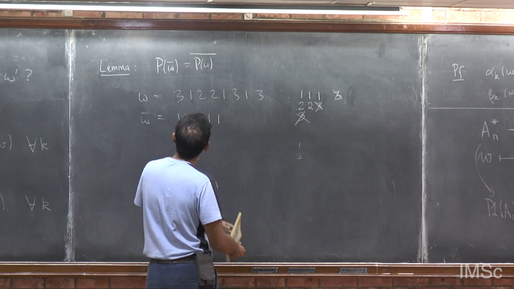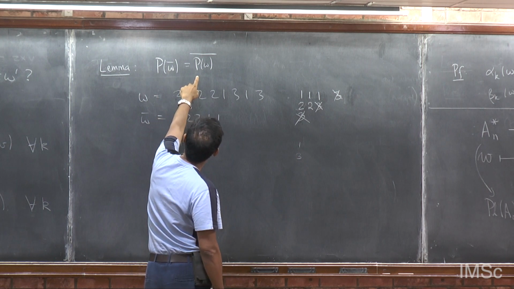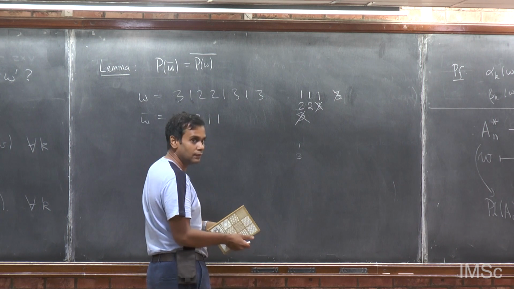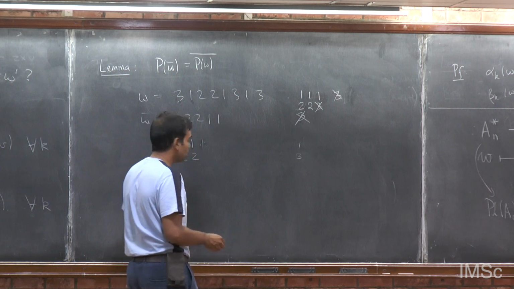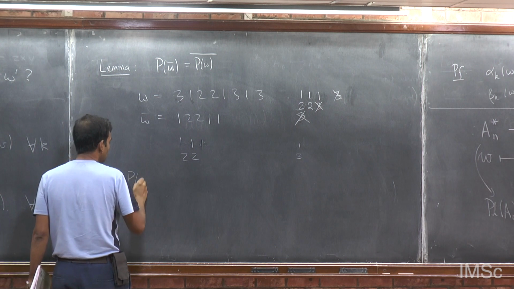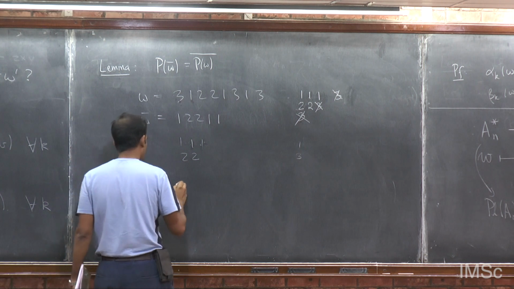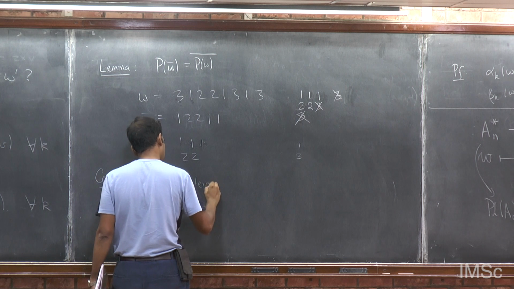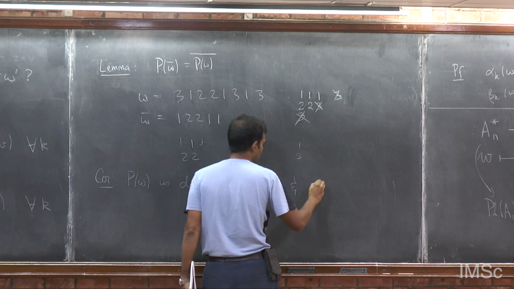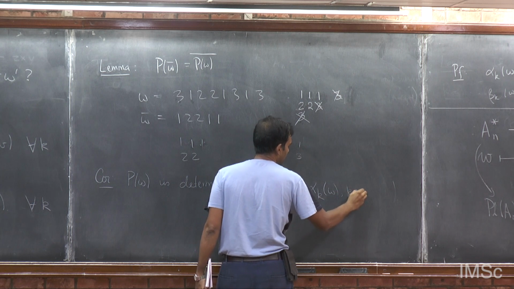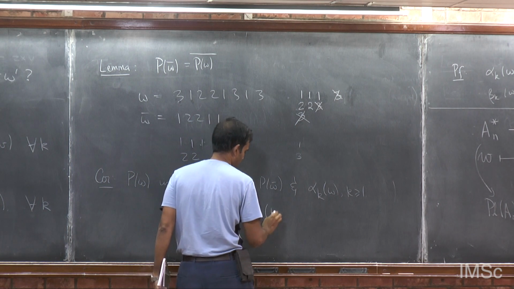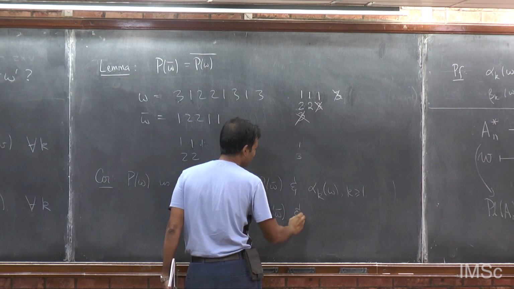So in other words, if I can recover P of W from P of W bar if I knew its shape, right? So the corollary is P of W is determined completely by P of W bar and alpha k, W k greater than or equal to 1, or beta k. And you can do the same things for P star and so on.